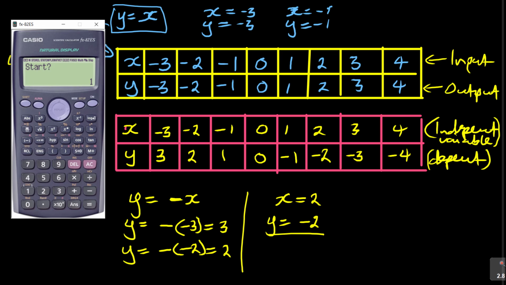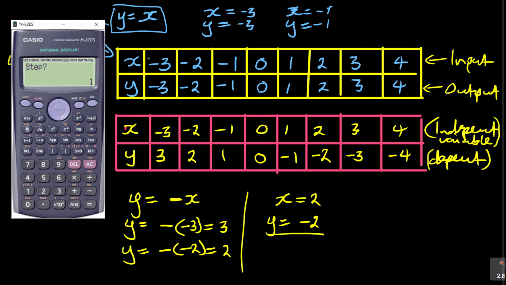Where do you want to start? From the first table, we said we want to start from minus 3. So you also say minus 3, you say equal to. And then they ask you, where do you want to end? You said you want to end at 4, from minus 3 to 4. These are the x values. You also put 4 equal to.